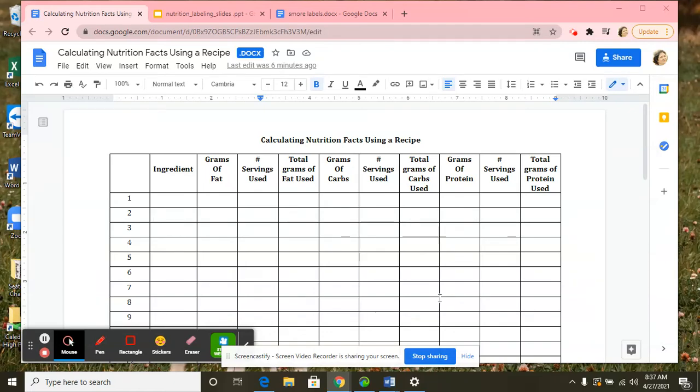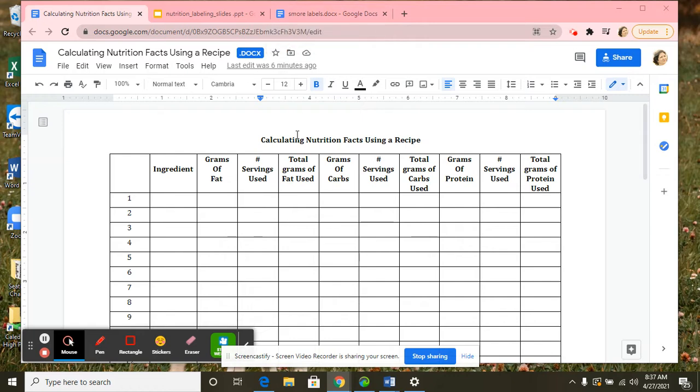Hi everyone, I'm going to try my best to do a video explaining how to use this calculating nutrition facts chart when using a recipe, because most of the time when we make something, we don't actually have all the nutrition information unless we individually go and add things up. So we are going to work together and explain a little bit on how to use this chart using a very simple recipe. We are going to use the recipe of making a s'more.